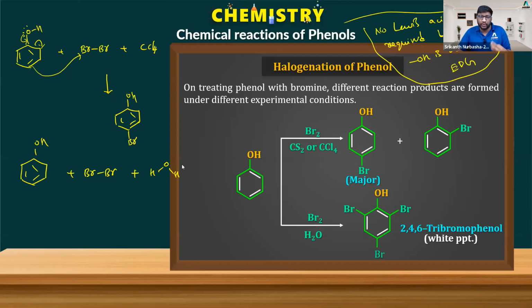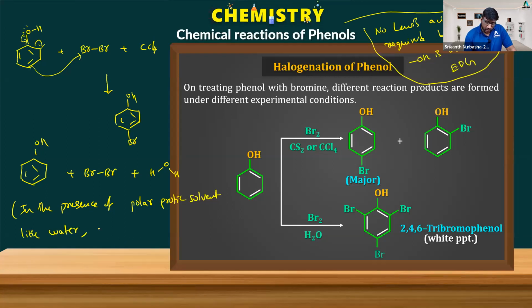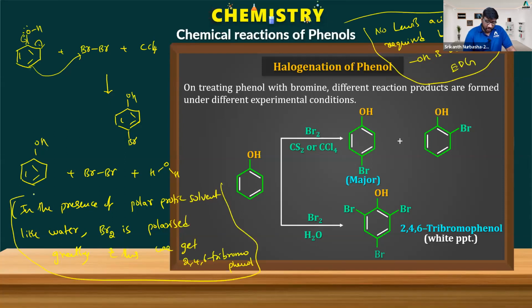Br2 can react with water to form HOBr and HBr. Yes or no? So in the presence of a polar protic solvent like water, Br2 is polarized greatly, and thus we get 2,4,6-tribromophenol, because Br2 polarized greatly means you will have a great concentration of the electrophile.